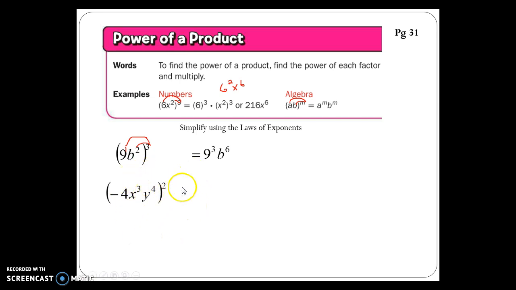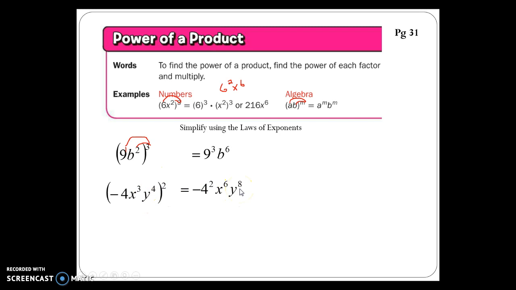So now we have a slightly different one. There's a negative number here, and we're raising it to an even power. When we get farther into this, we're going to call this positive 16, but for now, we're going to write it as negative 4 squared, x to the 6th, 3 times 2 is 6, y to the 4th squared is y to the 8th.